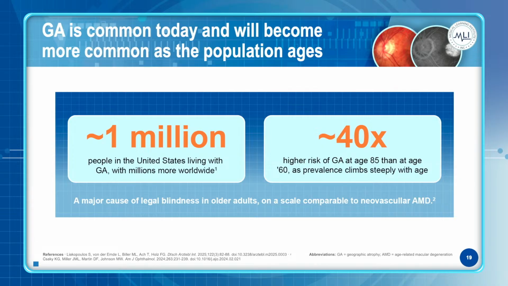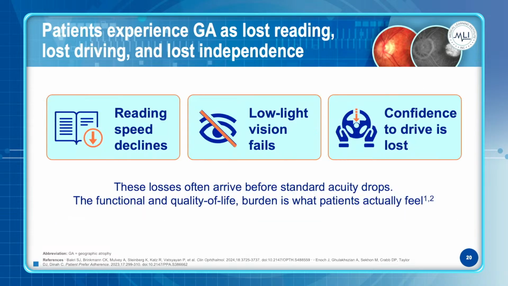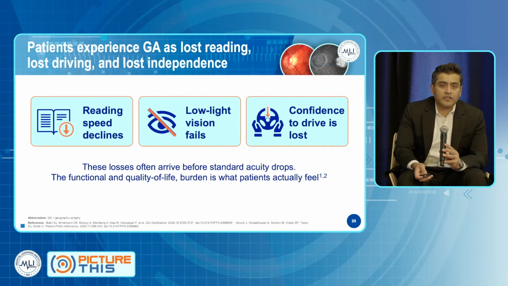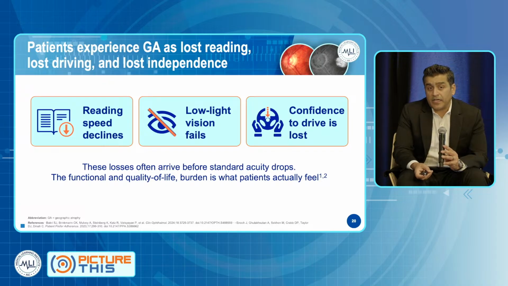And you have a 40x higher risk of GA at age 85 than at age 60, as prevalence really steeply climbs as patients age. When patients get GA, obviously, they lose their independence, their quality of life. Their reading speed declines, or they're unable to read. They have low light vision problems. They have falls. They get fractures, and they can't drive.